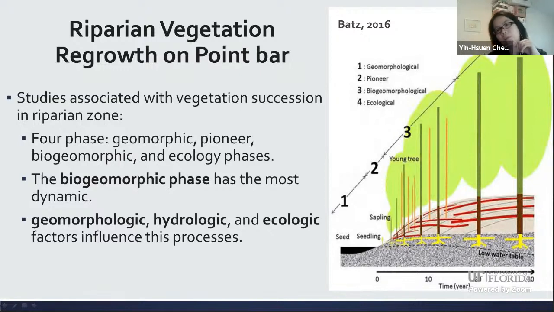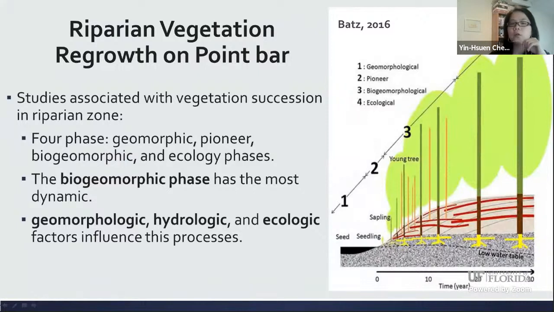There are several well-established researchers who already study how vegetation grows in riparian zones, and perhaps one of the most famous is Corenblit et al. 2007. Their research team reviewed lots of studies and came out with a conceptual idea that there are 4 phases of biogeomorphic succession of riparian vegetation. Among these 4 phases, we're especially interested in the biogeomorphic phase, let's say phase 3. It's the most dynamic phase, in which multiple variables influence each other.